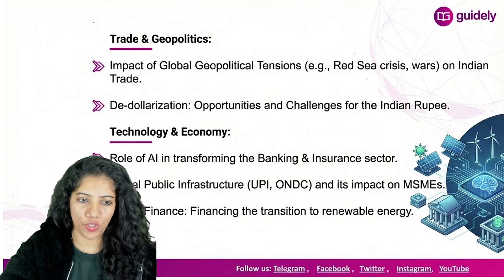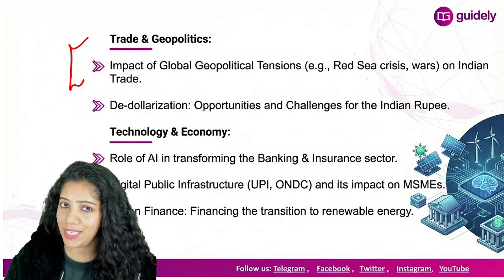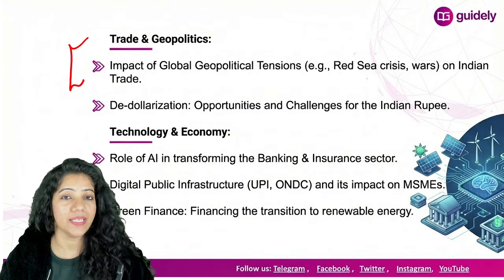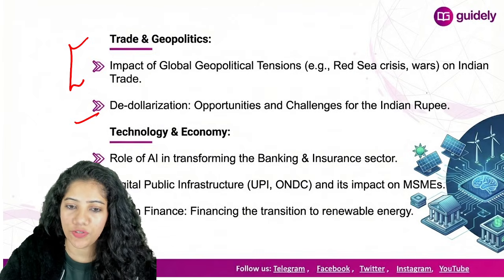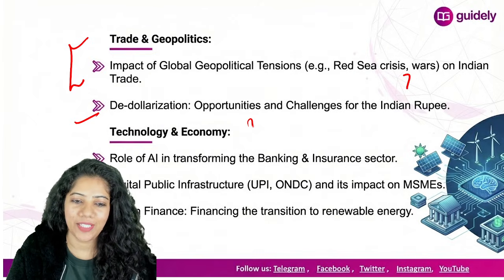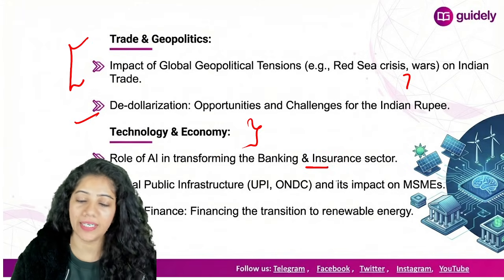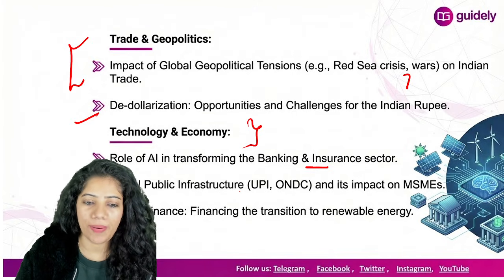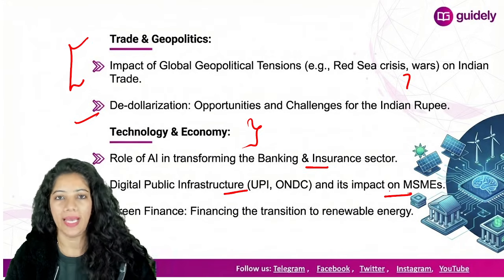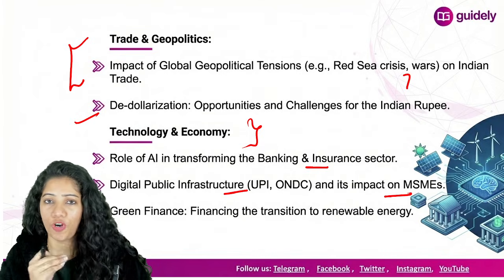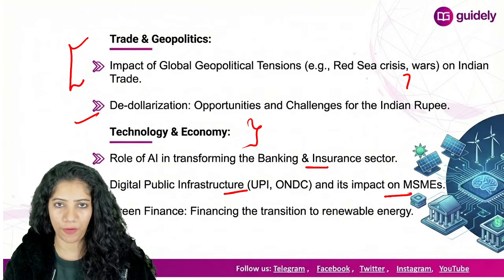So trade and geopolitics: impact of global geopolitical tensions, for example the Red Sea crisis, wars on Indian trade, also de-dollarization opportunities and challenges for the Indian rupee. Technology and economy: we have role of AI in transforming the banking and insurance sector, digital public infrastructure, UPI, ONDC, and its impact on MSMEs. Last time also I mentioned that from MSMEs I am expecting a lot. So I want you to be prepared for this.